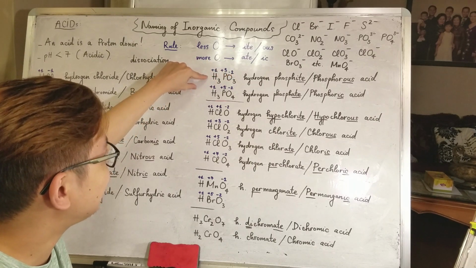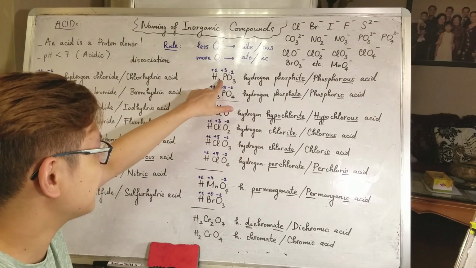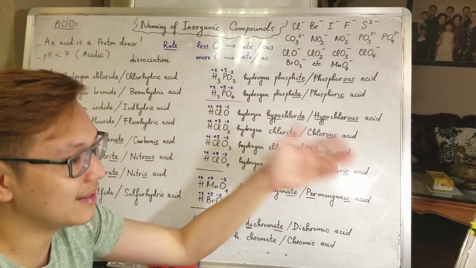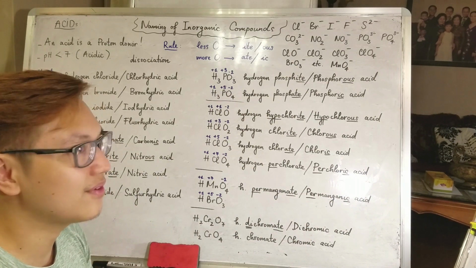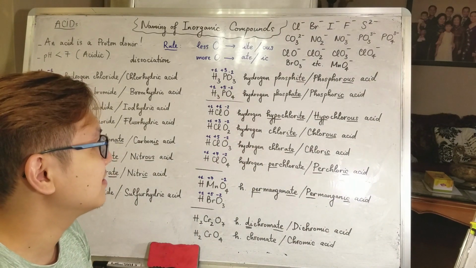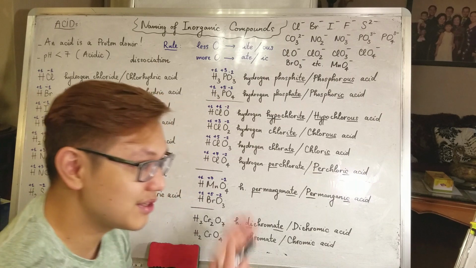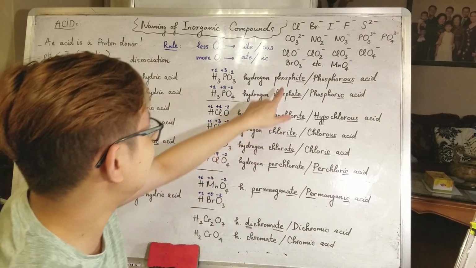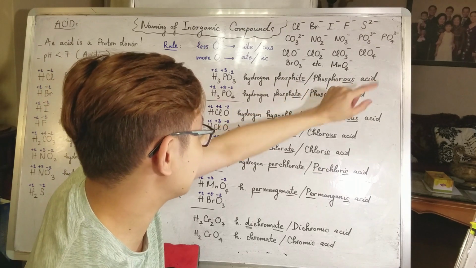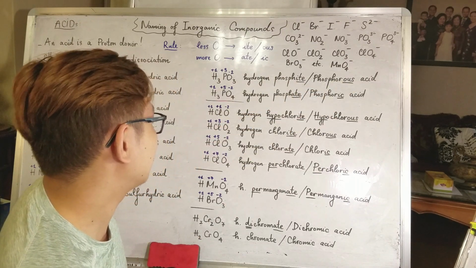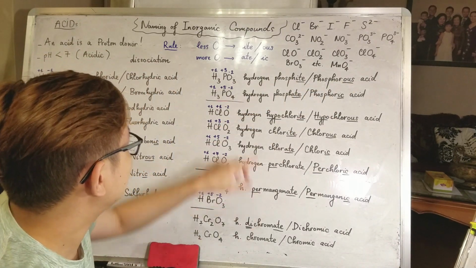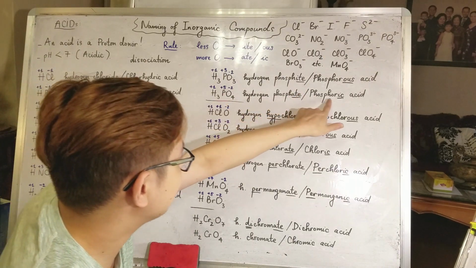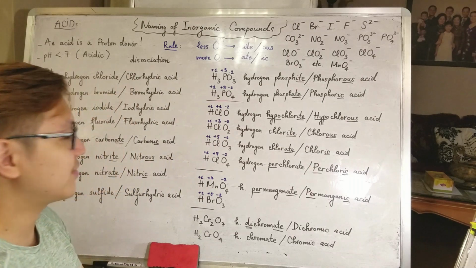Hydrogen phosphite. I know this one is phosphorus, right? You might think phosphorus plus ite is going to be phosphorite or something like that. But the name is too long, so they shorten it to become phosphite and phosphorous acid. Hydrogen phosphate, more oxygen here, becomes phosphoric acid. Phosphoric acid.